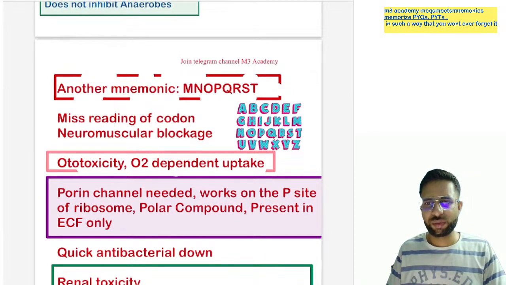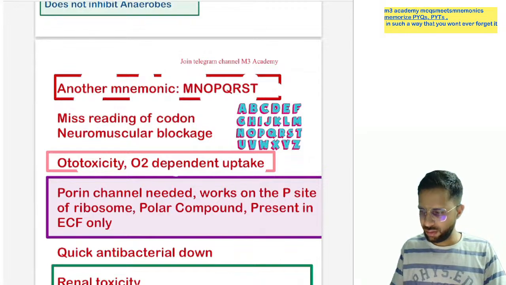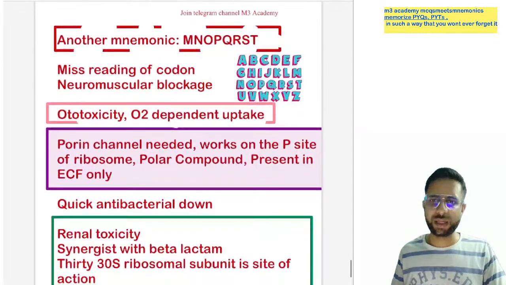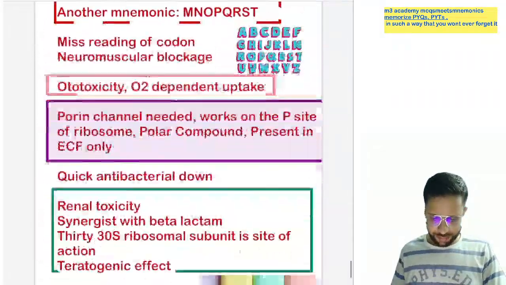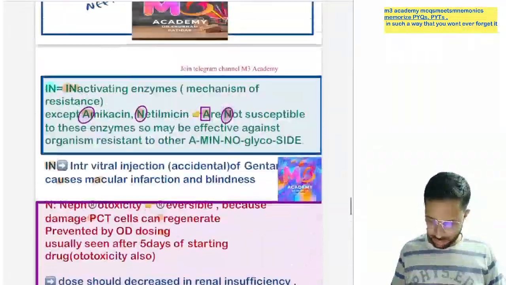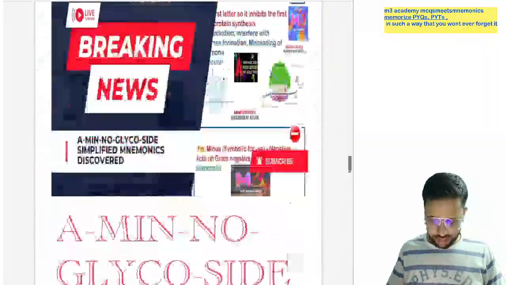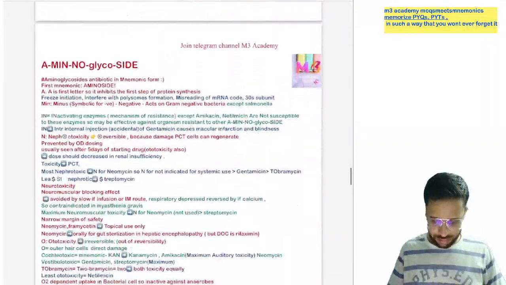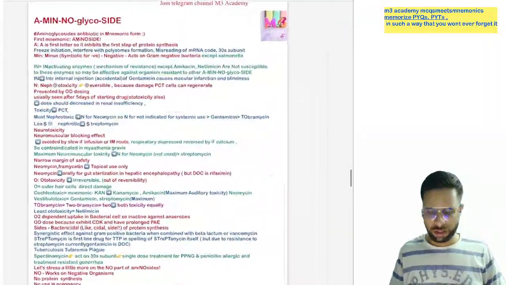What is the full form of the NO in the aminoglycoside? Yes, type in the chat box. What is the full form of the NO? Means negative organism. Yes. Now, so in this way we covered this aminoglycoside, and you can also revise from this one page also.